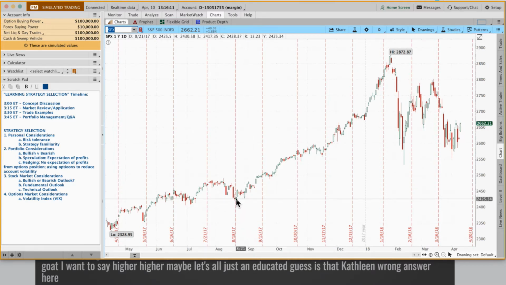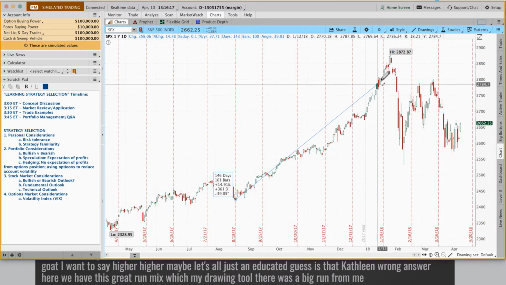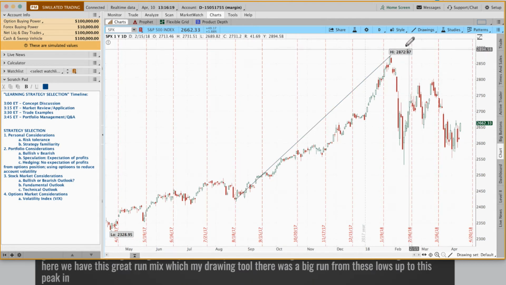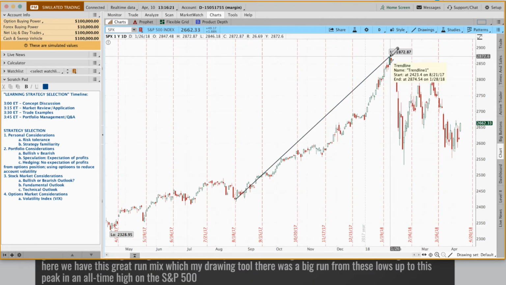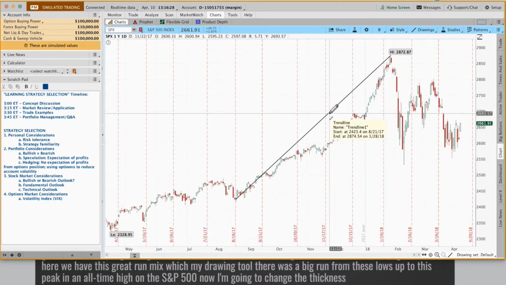The S&P had this great run. Let me switch my drawing tool. There was a big run from these lows up to this peak. We had an all-time high on the S&P 500. Now, I'm going to change the thickness of this line. Let me show you a little trick here, because I know that those lines can be difficult to see from your end if it's very thin.